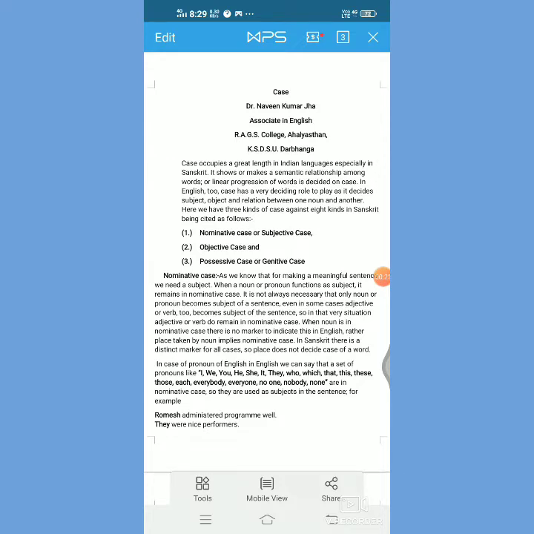Today, we have changed our aspect of discussion, because for the last 3 days we have been talking about a very important poem from English literature. I think that today, this time, we should talk about a new chapter of grammar, that is case.